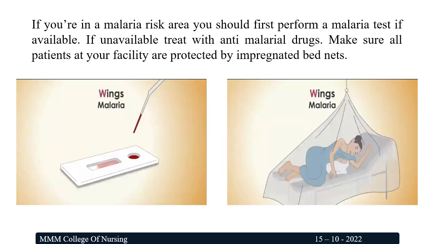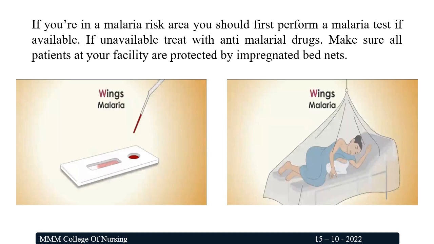Then the last W is the wings. If you are in a malaria risk area, you should first perform a malaria test if available. If unavailable, treat with anti-malarial drugs. Make sure all patients at your facility are protected by impregnated bed nets. So if you suspect the mother has malaria, you should perform a malaria test, start the anti-malarial drugs, and also give the bed nets.